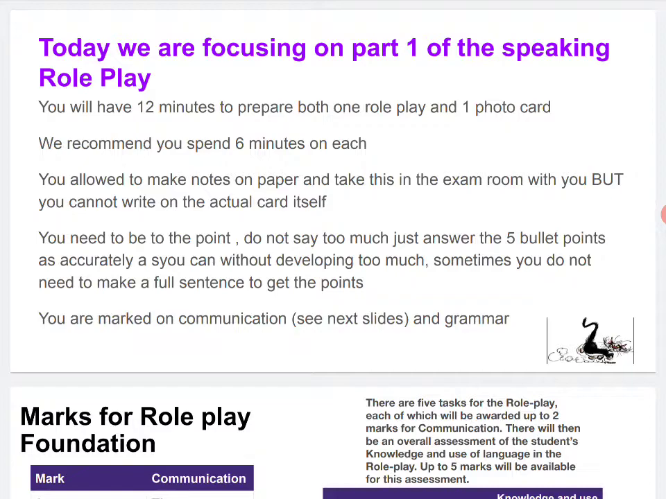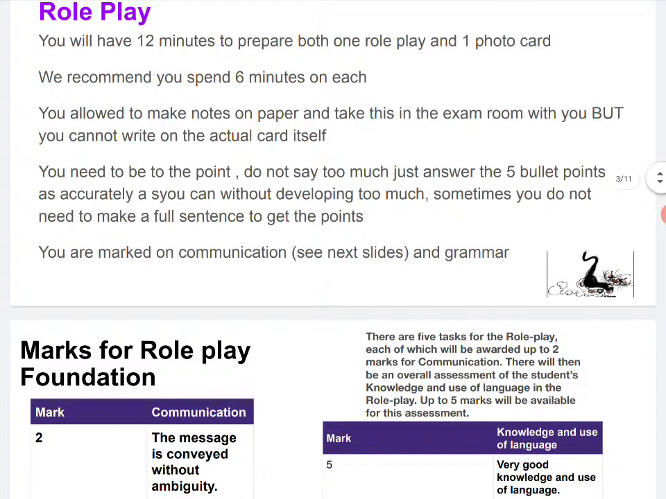You need to be to the point. You can't say too much on this one. You've got 5 bullet points. You can prepare 4, and you need to say those points as accurately as you can without developing too much. Sometimes you do not even need to make full sentences to get the points that you need out of the 15. And I'll get back to that. I'm sorry about the typing errors. I'll correct that on the PowerPoint.